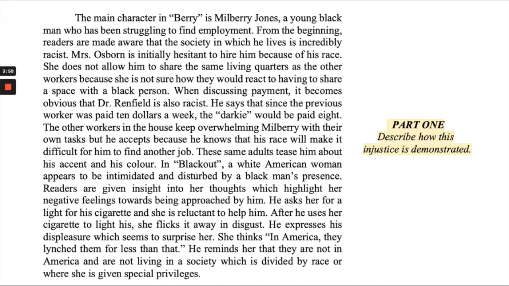In Blackout, a white American woman appears to be intimidated and disturbed by a black man's presence. Readers are given insight into her thoughts, which highlight her negative feelings towards being approached by him. He asks her for a light for his cigarette, and she is reluctant to help him. After he uses her cigarette to light his, she flicks it away in disgust. He expresses his displeasure, which seems to surprise her. She thinks, in America, they lynched them for less than that.